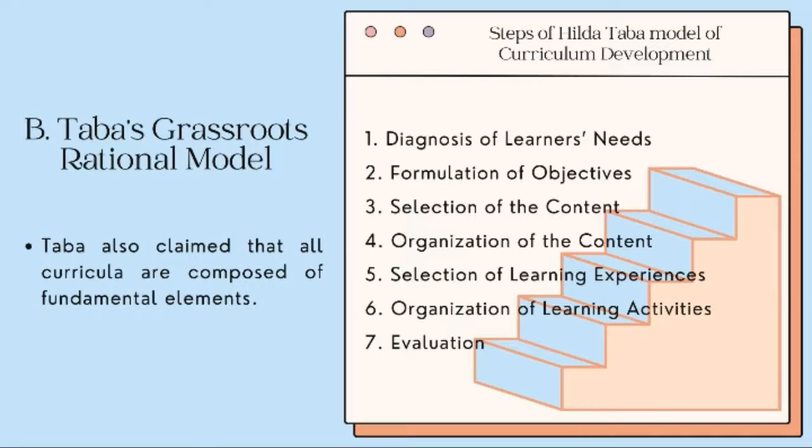And for the last step, that is the evaluation. The curriculum planner, like the teacher, must determine what objectives have been accomplished. To assess the achievement of learning objectives, evaluation procedures need to be designed. So we should have assessment, not only for the students, but for ourselves also. We can ask feedback from them for improvement. So that's all for the Taba grassroots rational model.